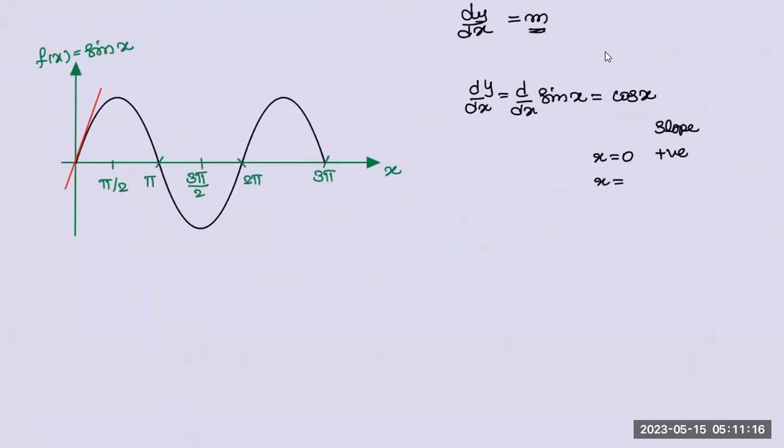Okay. x is equal to exactly pi by 2. Observe that at this point, if I draw a tangent, it is parallel to the x-axis. What is the value of the slope? 0, right or wrong? Now I'll take some other value. I can take pi exactly, or you can take something in between. Let us take pi. When x is equal to pi, the slope will be negative, right or wrong?